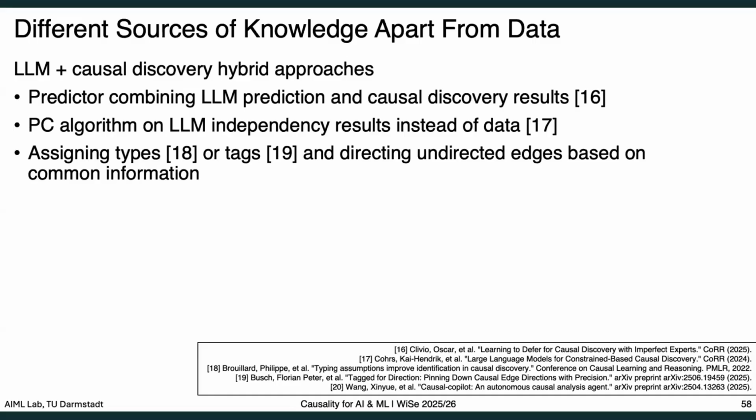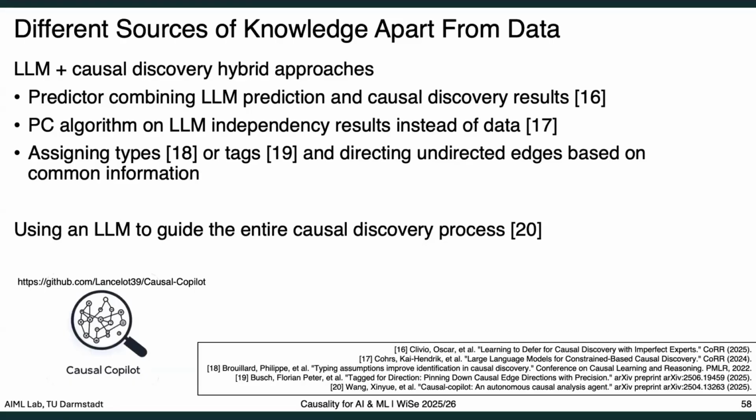Also hybrid approaches, for example, right, you could just do both causal discovery and LLM predictions independently, but then train a separate predictor on top of that which tries to take the best out of both worlds. Maybe that works. You could actually run the PC algorithm, but not use independence tests from data, but rather LLM outputs: ask the LLM, should these two variables be independent when conditioned on another one? That's something that's been done before. Or you could use some other meta information, query for different types or tags, like what the variables have in common, and then try to make use of this common information to direct more undirected edges. That's only some examples.